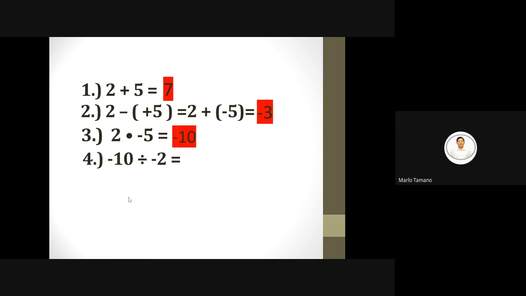Number 4, negative 10 divided by negative 2. We all know that when dividing like signs, the sign of the quotient is always positive. So, this is positive 5. And last, we have here number 5, negative 4 plus 7. Now, since they are unlike signs, subtract and copy the sign of the greater absolute value. It's positive 3.